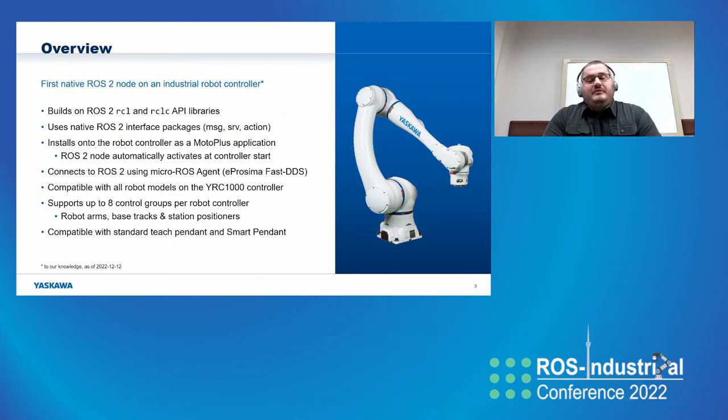As far as compatibility, we're currently compatible with any robot that runs on the YRC-1000 platform, which is the current generation of our robot controller. It does also support the YRC-1000 Micro. We support up to 8 control groups. That can be a single robot arm, could be a linear track that moves the arm around, or it could be an external station, a part positioner that is outside of the robot's kinematic chain. And if you're familiar with the Motoman robot, we do have multiple teach-pendant options. Either one of those, it will work just fine.